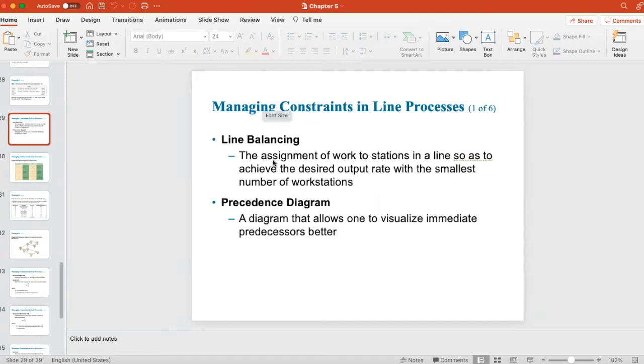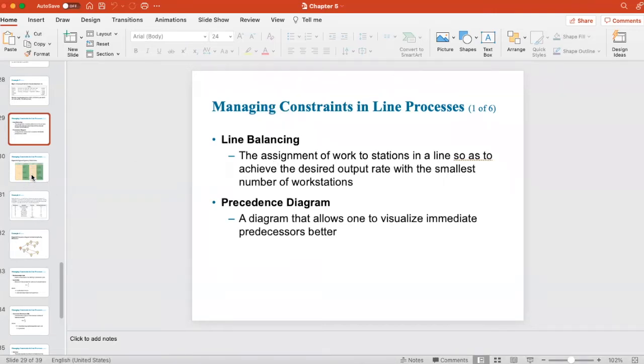Here, as I said, since this line process will include a few different sequential tasks, within the information context we would tell you, for example, that we need to complete task A before we can start task B, and then we need to complete task B and task C before we can start task D. All this information will be given. But in order to get a better sense of the whole structure of the production process or service process, we further introduce a diagram called the precedence diagram. This diagram allows us to visualize the immediate predecessors better.